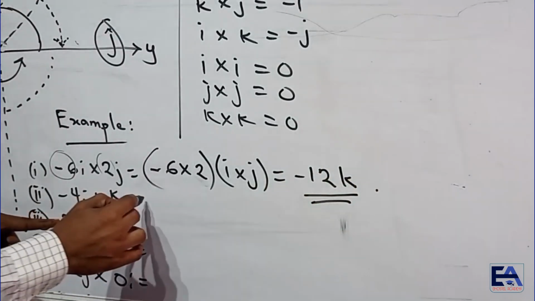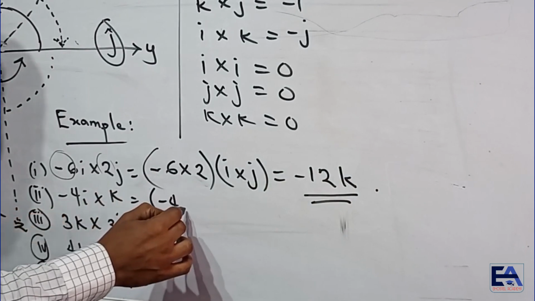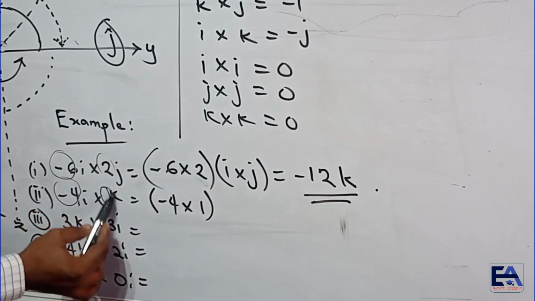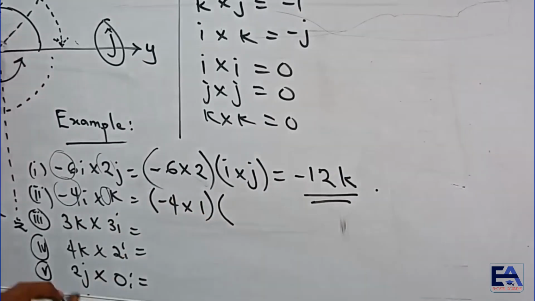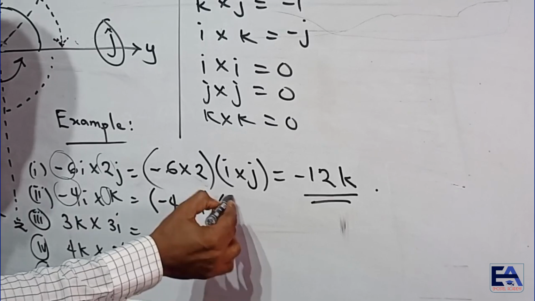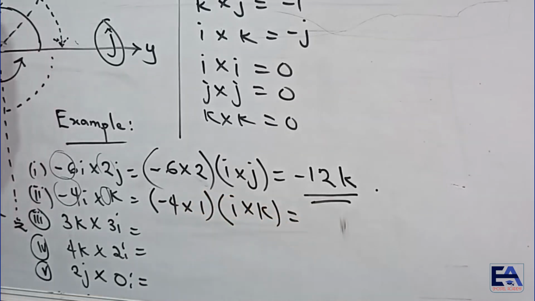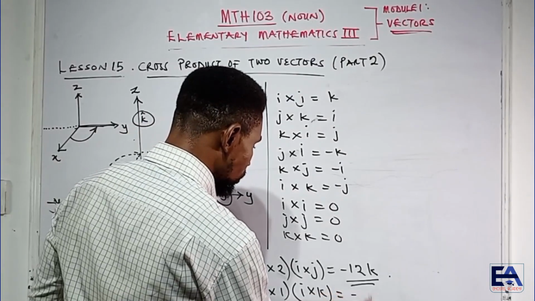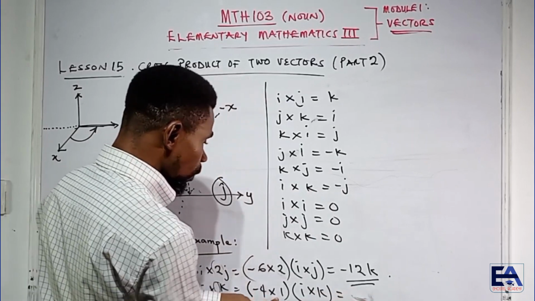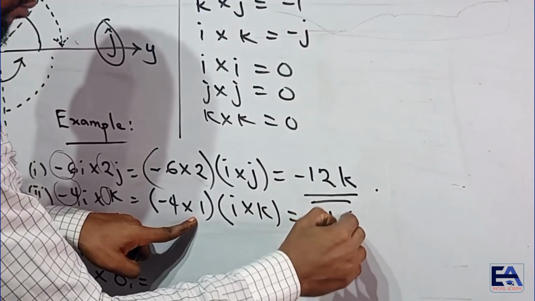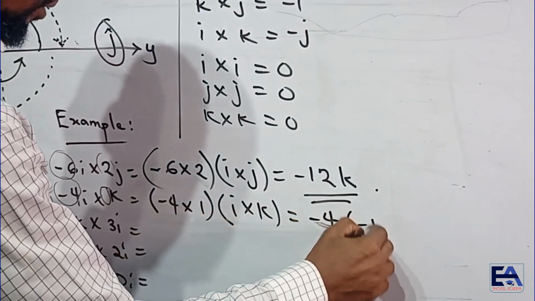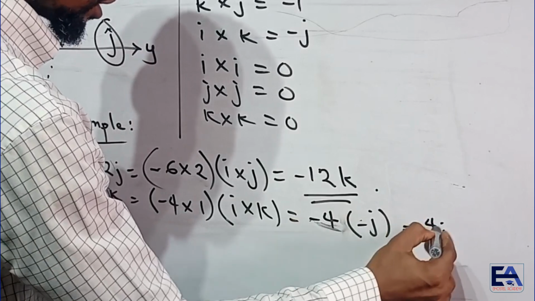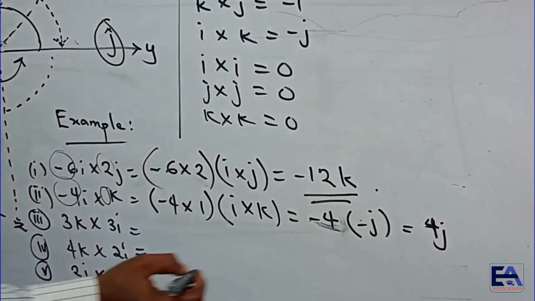All right. So here too, we have minus 4 cross 1. Minus 4 times 1, because this is minus 4 and there's an invisible 1 here. And then you multiply it by I crossing k. If you look at our table, when I crosses k, what happens? I cross k gives us minus j, right? So minus 4 times 1 will give you minus 4. Then multiply by I crossing k, that's minus j. So minus times minus is plus. Then 4 times j is 4j. You get that? So the answer here is 4j.